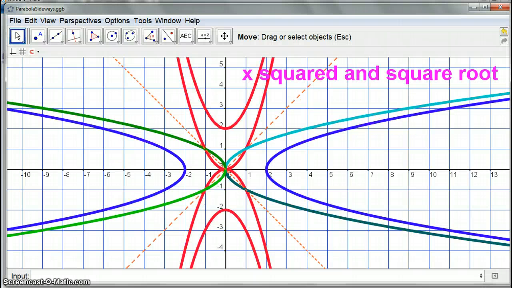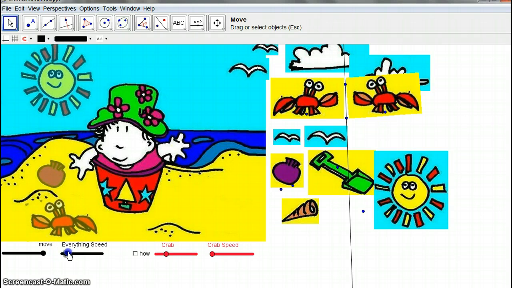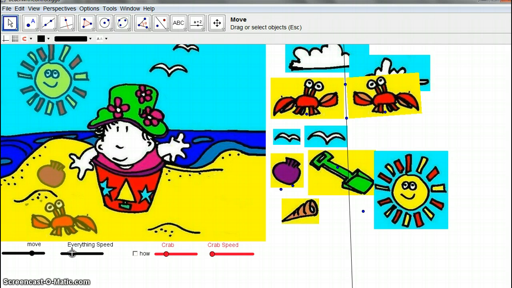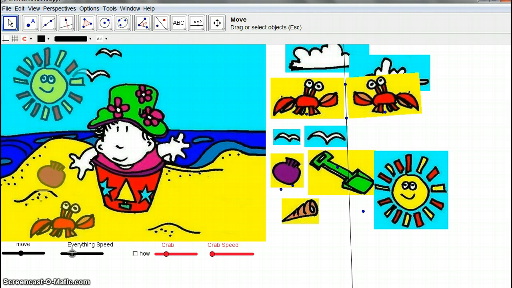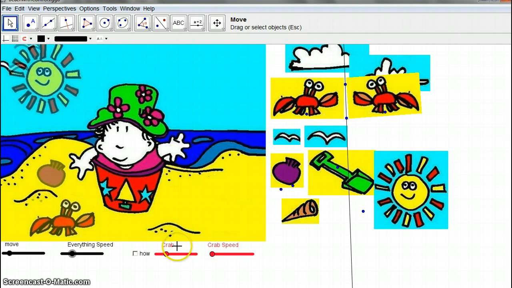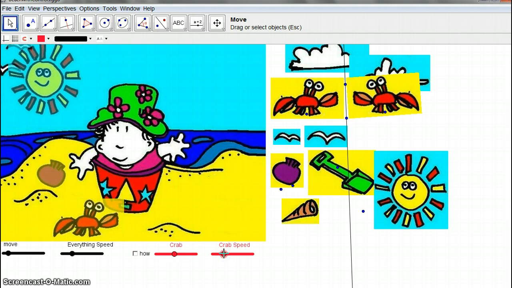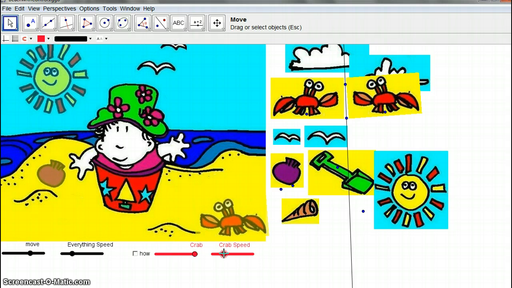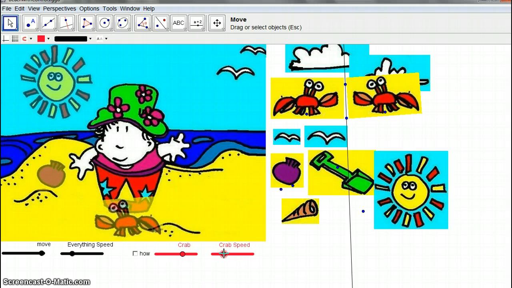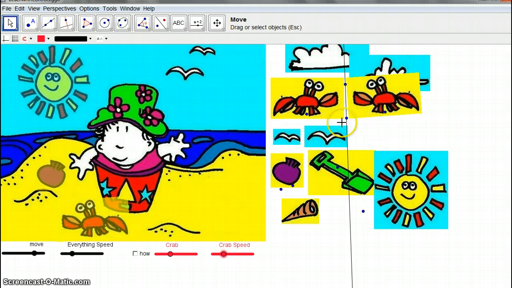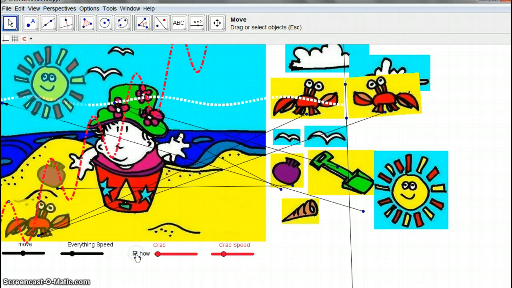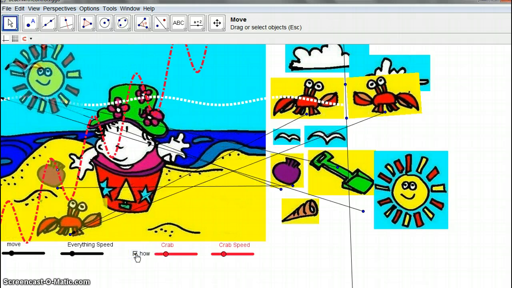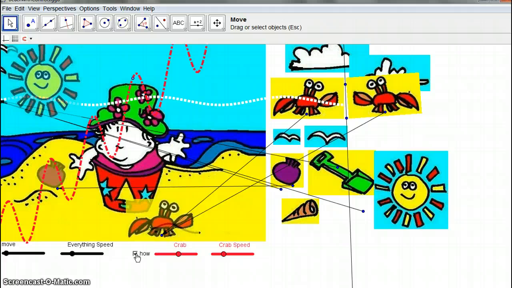This one here is just making a pattern with x squared and the square root functions. And this one is actually not what you're going to do, but it gives you an idea of the use of these graphs for art. I better speed up the crab. So you're looking at this picture, it's been coloured in paint and bits of the picture have been translated around, and if I click on that you'll see that there's graphs that are actually controlling the movement.